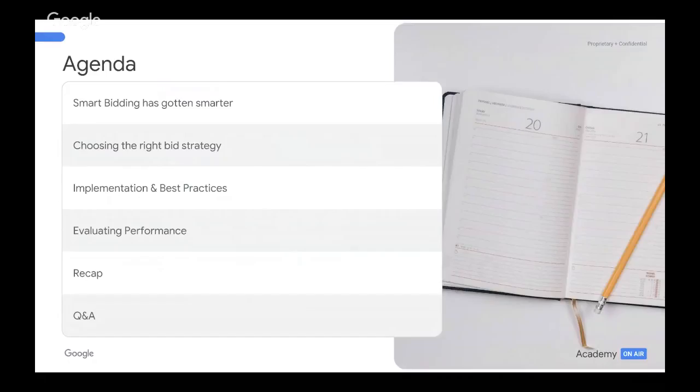Brilliant. So to give you a little bit of an idea of the agenda of what we'll cover today, there's lots to cover, and we'll have time for Q&A at the end. So please do feel free to fill in your questions. We'll look a little bit about how smart bidding has gotten smarter, so how it has evolved over time. Then Charlotte will take us through choosing the right bid strategy. So once we've identified the right one for your business, how do we then go about the implementation and what are the best practices of that? Then I'll bring us through evaluating performance. And then, as I said, we'll have time for Q&A at the end.